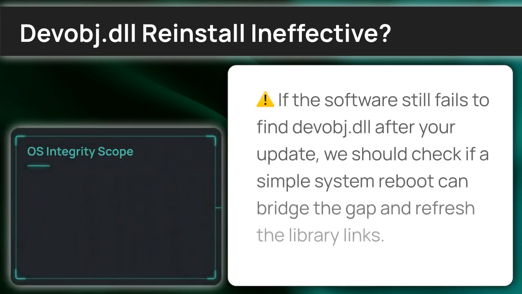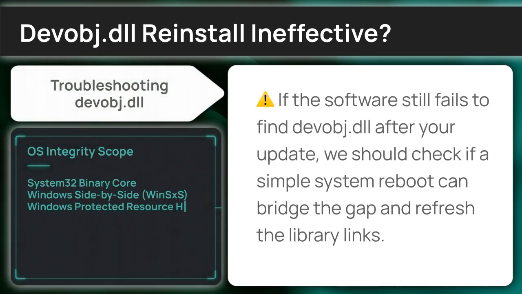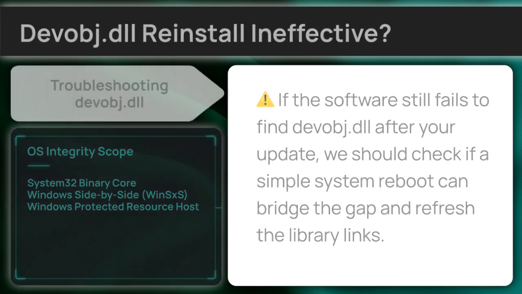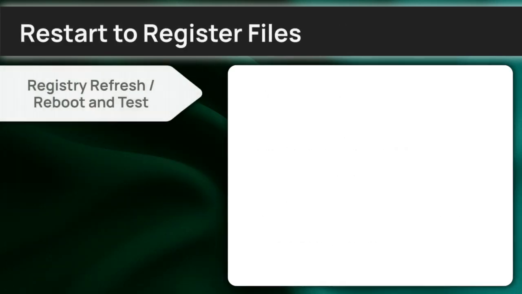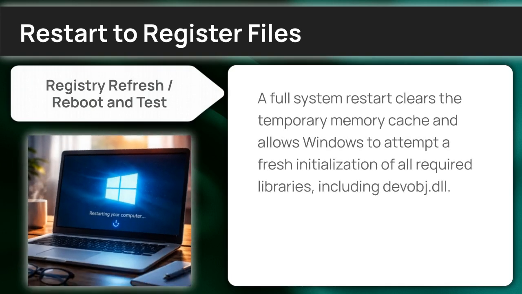In the event the error remains visible, it indicates we need to verify the environment's ability to register new shared resources. A simple restart can resolve file-in-use errors that mimic a missing Devobj library message. It's a low-effort step that ensures your operating system starts with a clean execution stack.